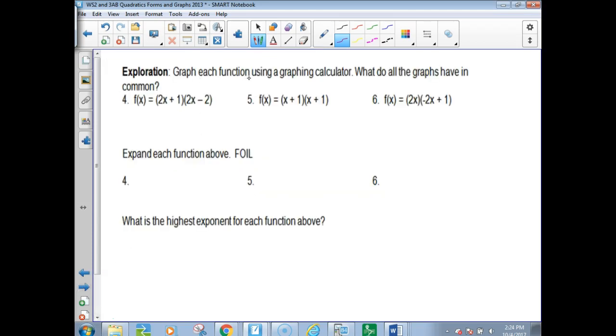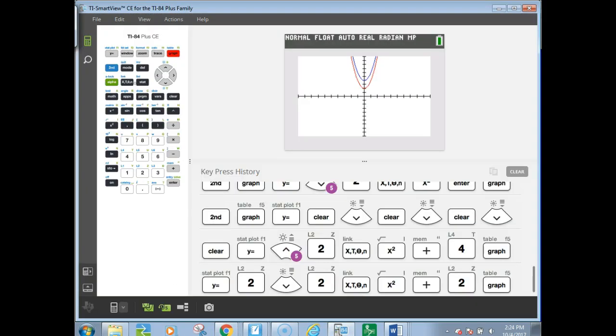Okay, so we're going to graph each function using a graphing calculator. What do all the graphs have in common? If we graph these with the graphing calculator, it's going to take a little more time than if we don't, but let's see. And these are all going to be, if we plug them in, I'll go ahead and do a couple of them at least.